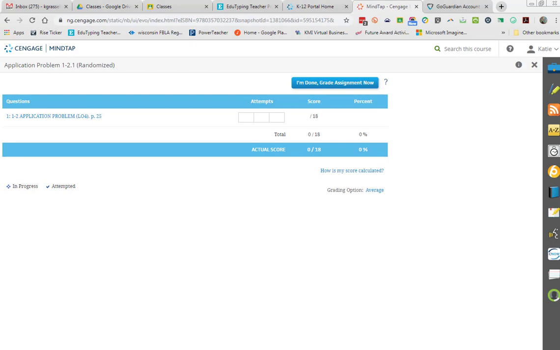Now, when I look at this assignment, first thing I want you to realize is on the very top, there's a big blue button and says what? I am done, grade it now, right? Now, the other thing I want you to realize is the actual name of this assignment. It says application problem 1-2.1, and what does this say? Randomized. What does that mean? The numbers you have is different than the numbers your neighbor has. So you can't say what's your number and then match up because it's not going to work. Got that?